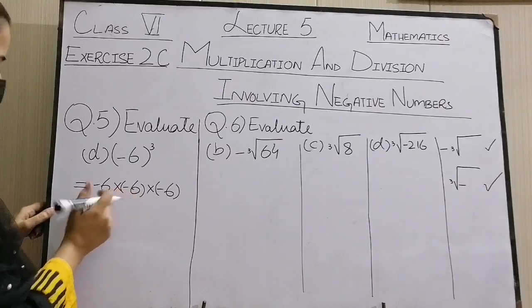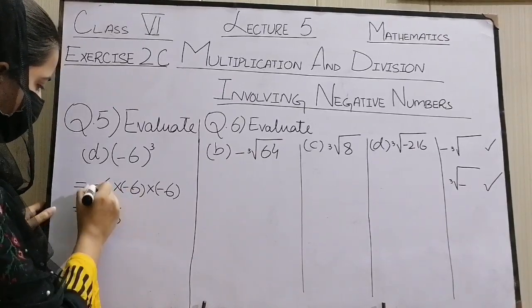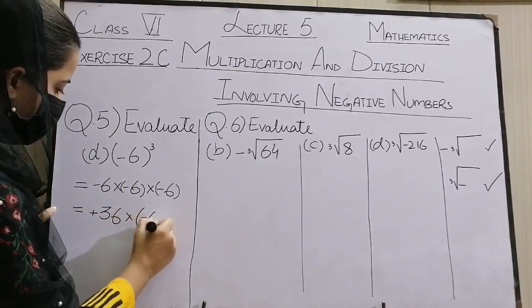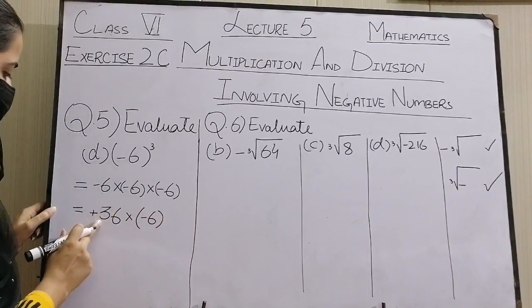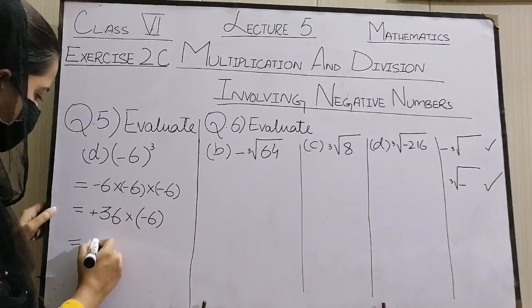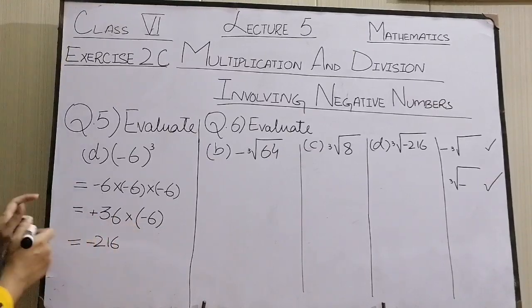First solve these two. 6 6 are 36. Minus minus plus, multiplied by minus 6. Now multiply 36 into 6. We get 216 plus minus minus.